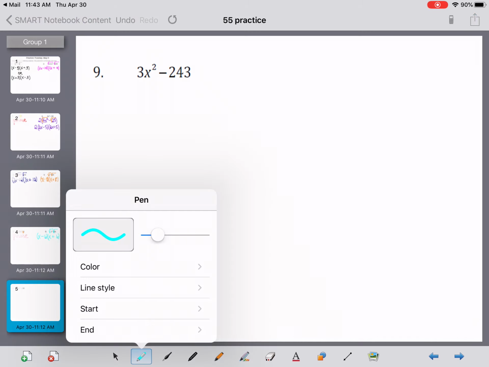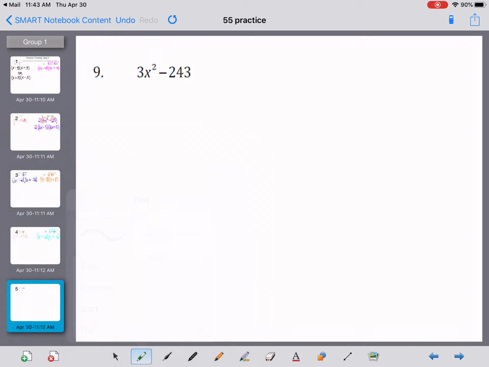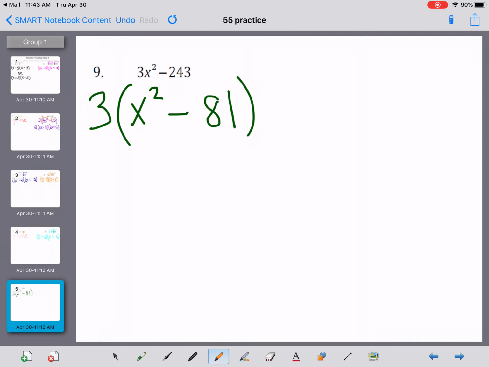To finish our practice here, when we factor, the first thing we should always look at is, do we have a greatest common factor? In this particular problem, we do. We're going to take out a 3, and when we take out a 3, we're left with x squared minus 81. So we took 3x squared divided by 3, and then we took 243 divided by 3. And now that we've done that, we can continue with our difference of squares method.